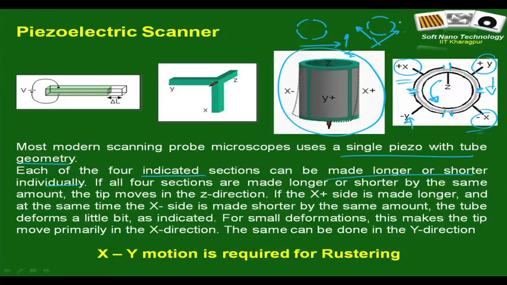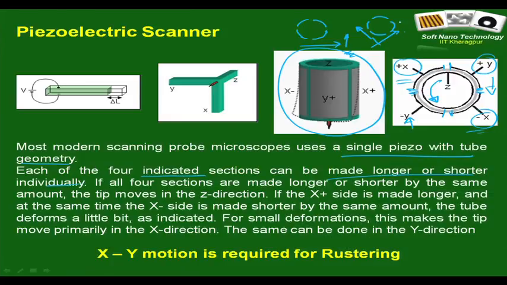So there can be some interesting features for which you may want to change the direction of the scan, and that can be easily done using a cylindrical piezo element. There are also models in which you have decoupled piezos for the x, y and the z motion.